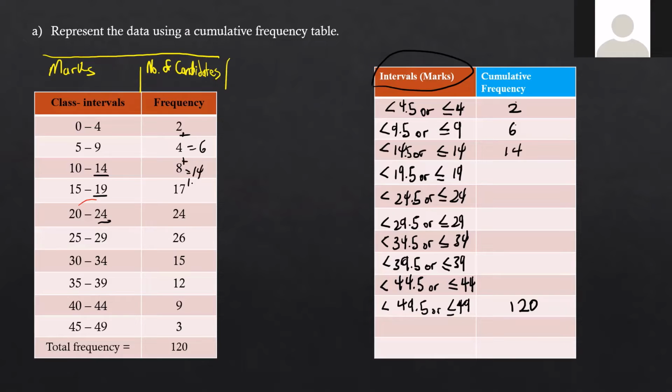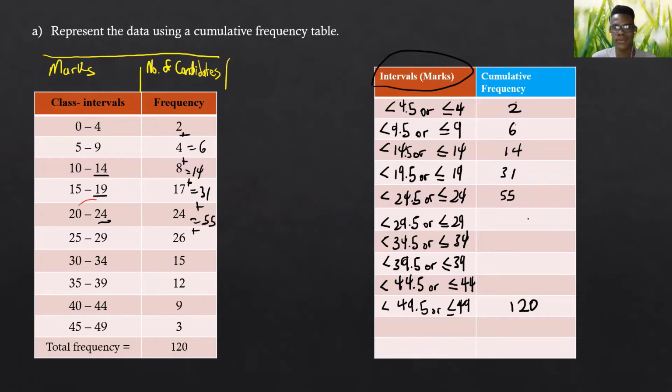37. Wait, 37. You got 14 plus 17 is 37. For some reason, I can't add now. 31, sir. 31. There's something wrong with my eyes. You need to get your eyes checked. Let's keep going. 55. 81, sir. 55, 81. I believe the 81. Simple as this.